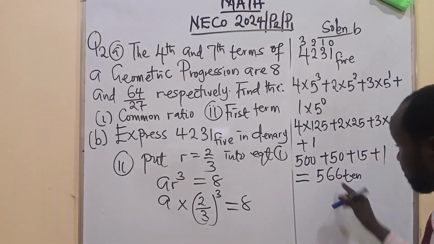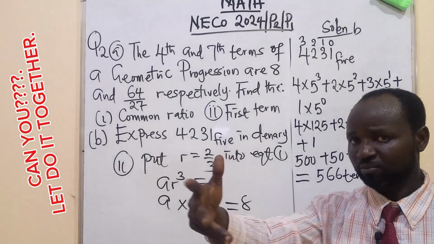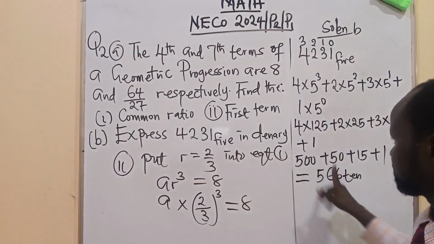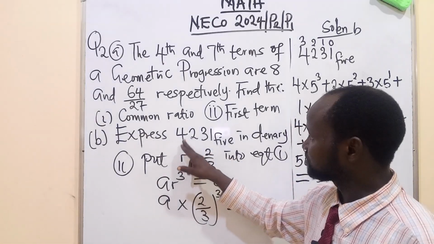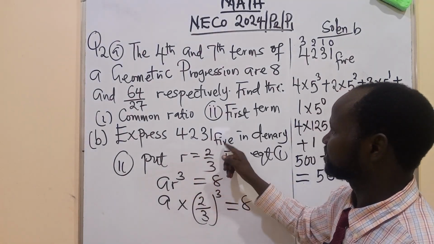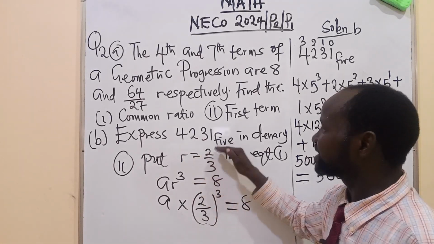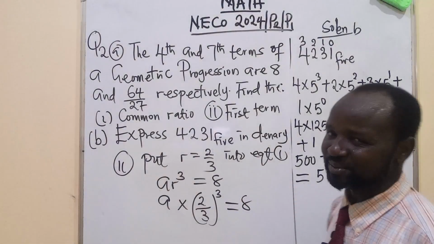This is in base 10 now. Natural numbers are in base 10. They are the counting numbers 1, 2, 3, 4, and they are already in base 10. So we can just call this 566. But this number here, we can't just call it 4231; that is wrong. We say 4231 in base 5. So this is the solution to 2b.